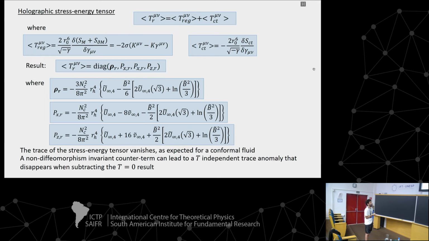In this way of renormalizing, I get a stress energy tensor whose trace vanishes, which is compatible with conformal symmetry. But there are other prescriptions where you can get a non-diffeomorphism invariant renormalization counterterm, and you get an anomaly. But even if you get an anomaly, if you subtract the zero temperature result, in the end, you get a zero trace.